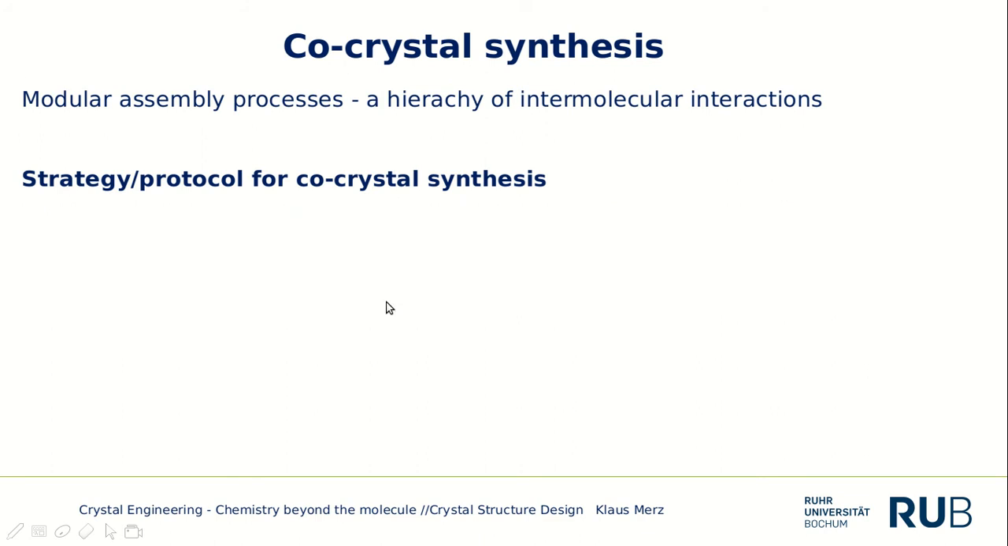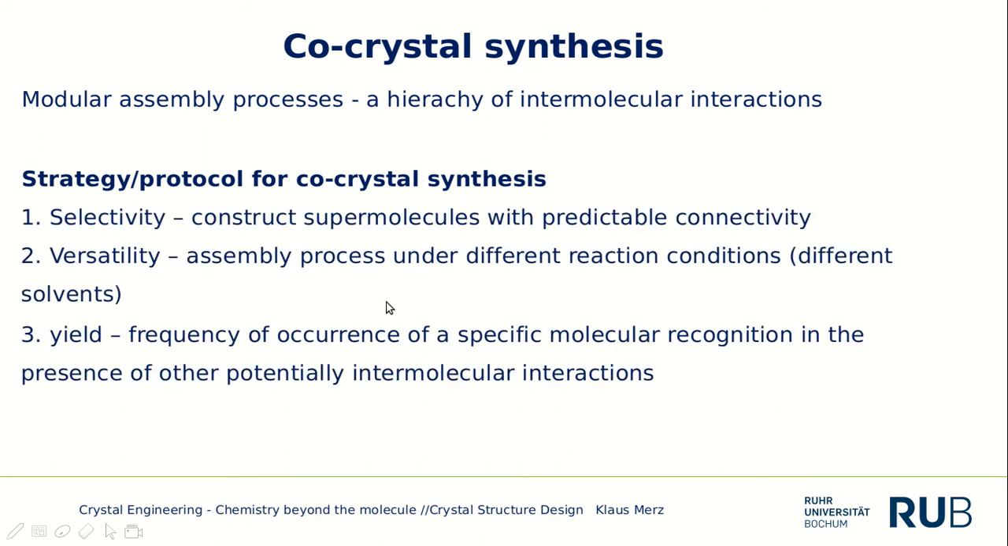The versatility and yield. Frequency of occurrence of a specific molecular recognition, the presence of other potentially competing intermolecular interactions. Yes, this is not only once that you will get it in a crystal structure, but the frequency of occurrence of this molecular aggregation pattern. You will see it more than one time.